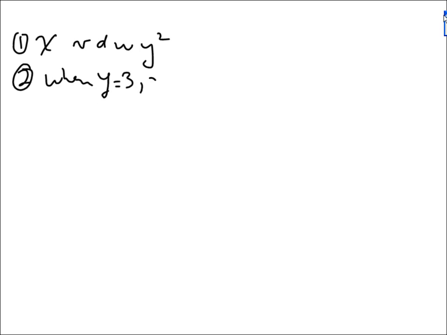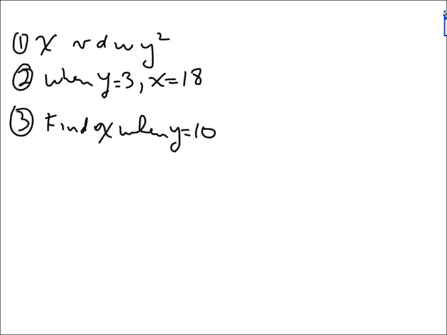Okay, let's try another one. X varies directly with y squared. That's the first statement. The second statement, they're going to give you some points. For example, when y is 3, it turns out that x is 18. And that second line will help you find out what k is. The third one is a question. They want you very much to find x when y is equal to 10.